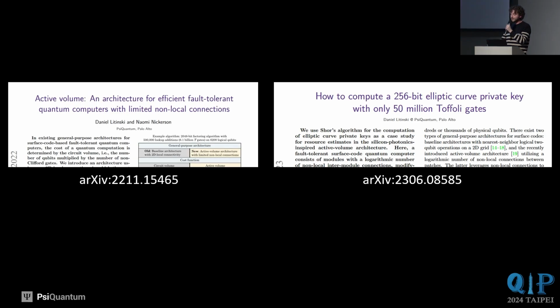reducing the overall cost per key. If you would like to read more about the fault tolerance aspects of the active volume architecture, you can read the active volume paper. But if you just want to learn how to perform resource estimates using the elliptic curve cryptography algorithm as a case study, you can read the second paper, both of which you can find on the archive. And with that, I hope we have a few more minutes for questions.